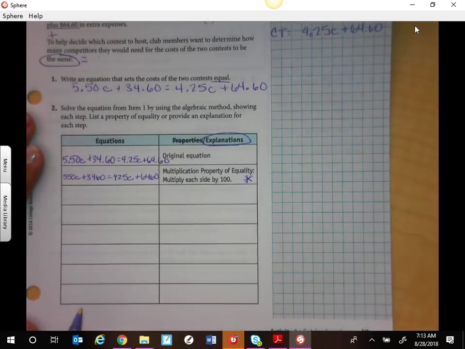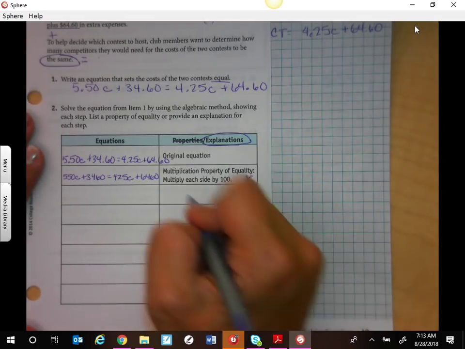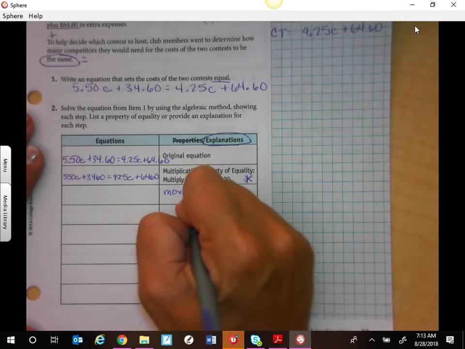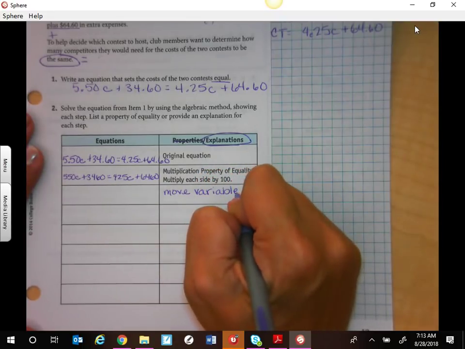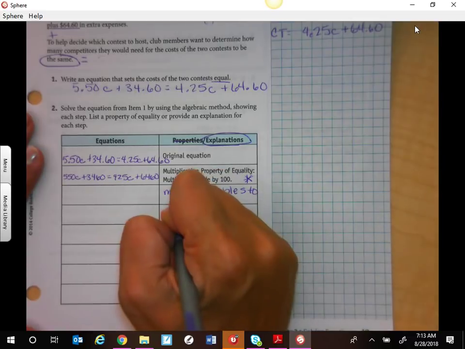So we're going to jump to number 3, which is move your variables to one side. Now when we move our variables to one side, we want to move the smaller one if we can. It keeps us from having negatives. Move variables to one side.